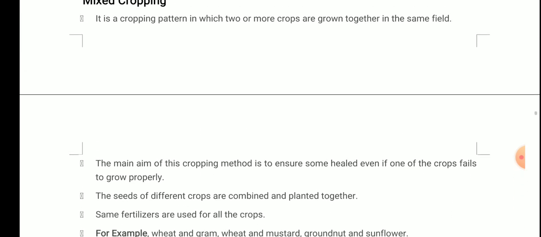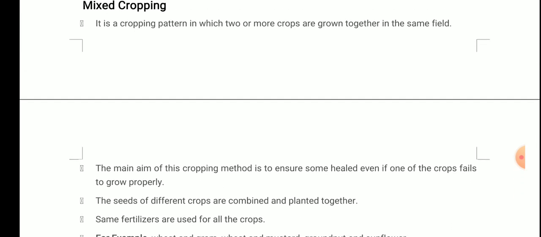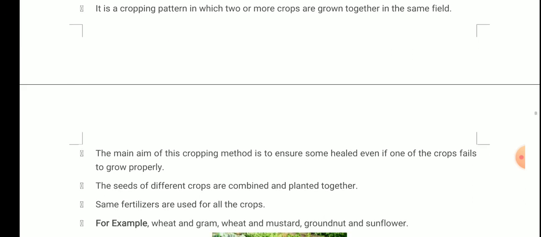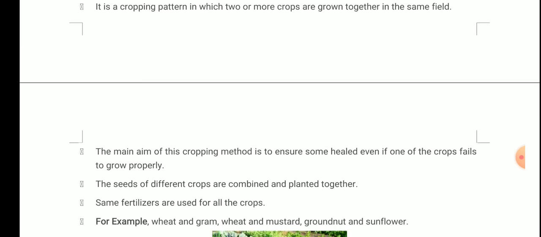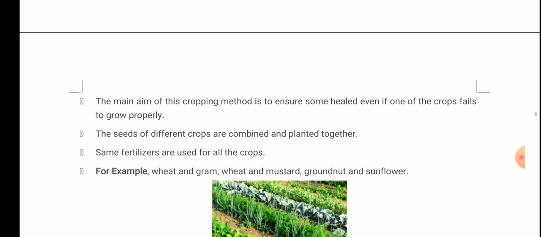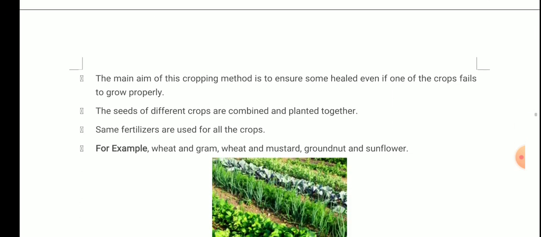Clear? So what is mixed cropping? It is a cropping pattern in which two or more crops are grown together in the same field. The seeds of different crops are combined and planted together. Same fertilizers are also used. The main aim is that even if one crop fails to grow properly, the other can grow. For example, wheat and gram, wheat and mustard, groundnut and sunflower.